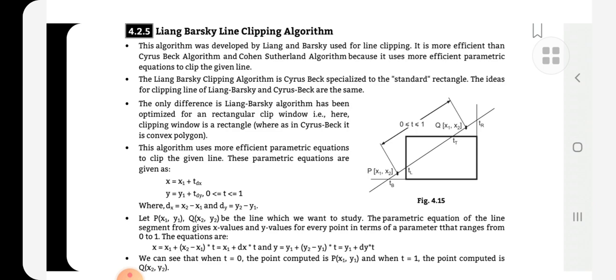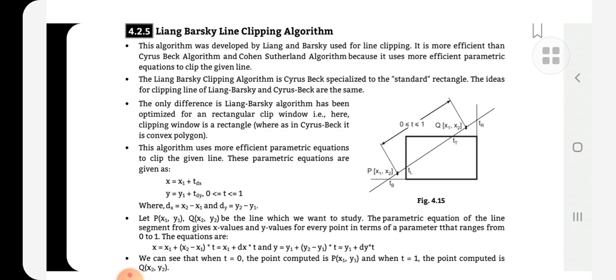This algorithm was developed by Liang and Barsky and is used for line clipping. It is more efficient than the Cyrus-Beck algorithm. In previous lectures, we had discussed the Cyrus-Beck algorithm and the Cohen-Sutherland algorithm. It is more efficient because it uses a parametric equation to clip the given line. The Liang-Barsky clipping algorithm is Cyrus-Beck specialized to the standard rectangle.